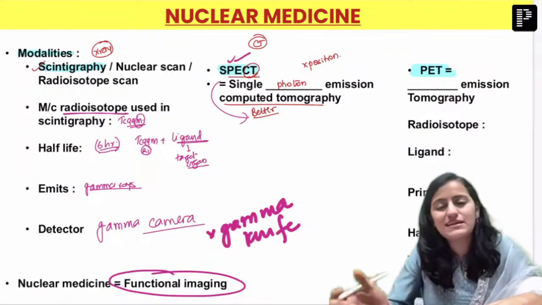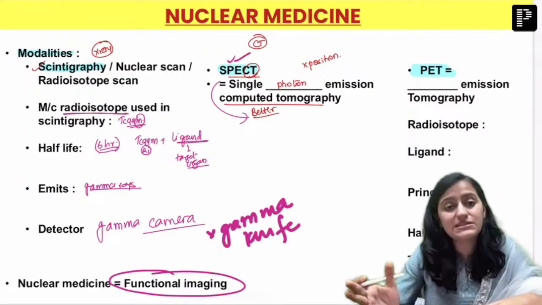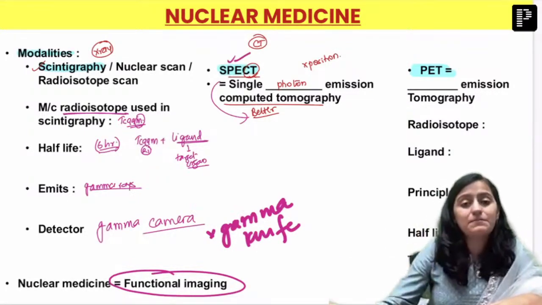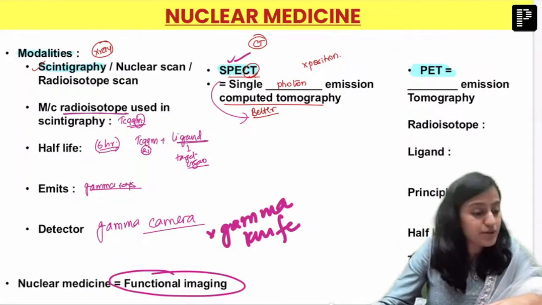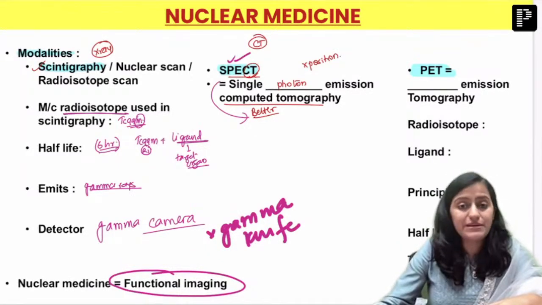SPECT is nothing but just like scintigraphy, but it's a three-dimensional scintigraphy. It has multiple gamma cameras. It gives you a rotating gamma camera, which gives you better imaging.